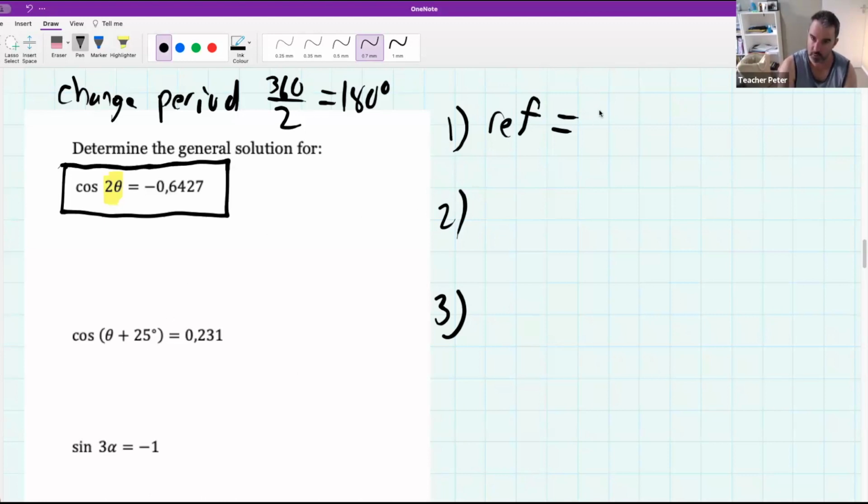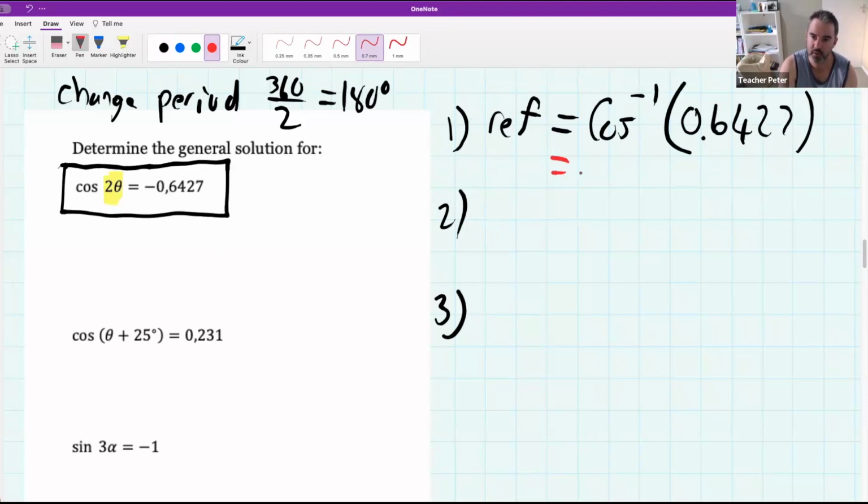Okay, so I'm going to go cos, but I'm going to go inverse cos. And what's more, I ignore the negative. So it's 0.6427. I ignore the negative, and what do I end up with as my reference angle?